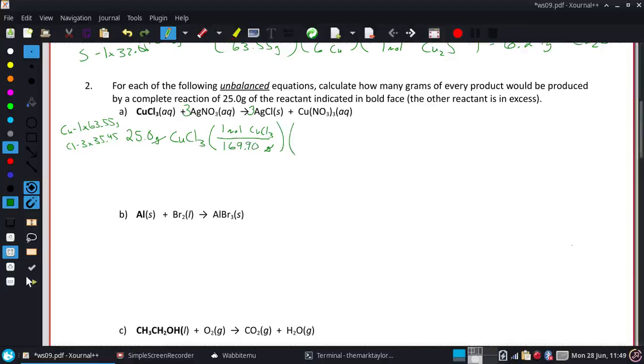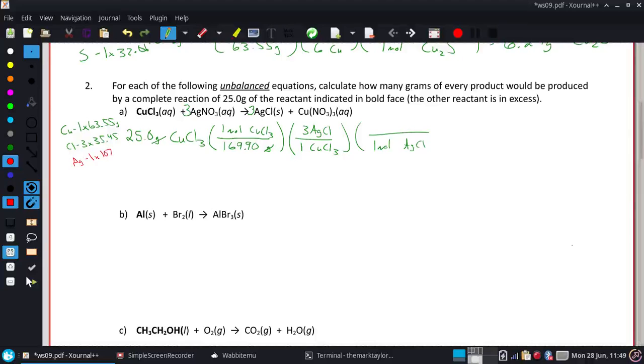And then this 1 copper chloride could turn into 3 silver chlorides. And AgCl, I'm going to change this color just so it doesn't clash. So there is 1 silver, and a silver weighs 107.9, and the chlorine is still 35.45. So this is 143.3. Should change that so it's the same color.